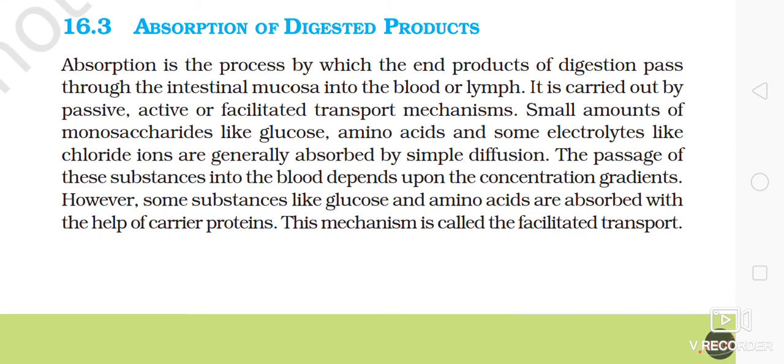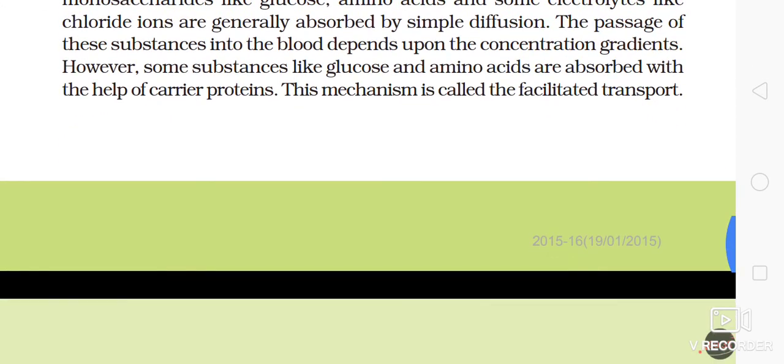Absorption is the process by which the end products of digestion pass through the intestinal mucosa into the blood or lymph. It is carried out by passive, active, or facilitated transport mechanisms. Small amounts of monosaccharides like glucose, amino acids, and some electrolytes like chloride ions are generally absorbed by simple diffusion. The passage of these substances into the blood depends upon the concentration gradients.